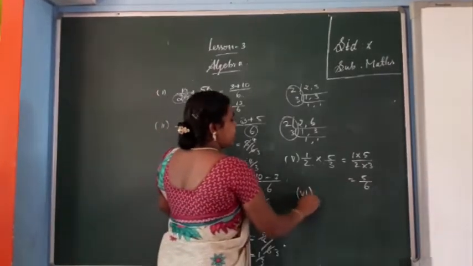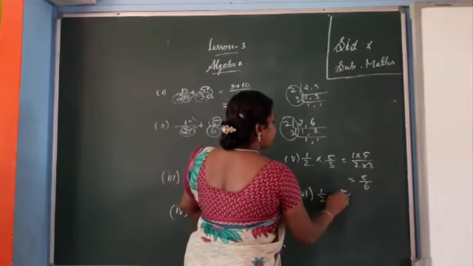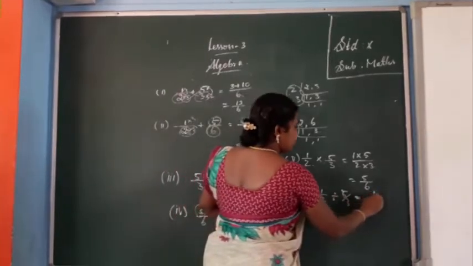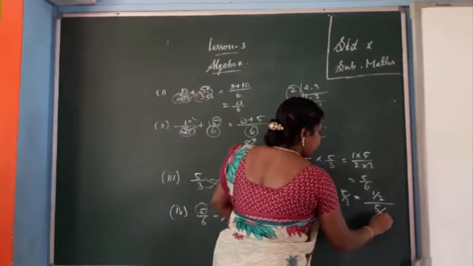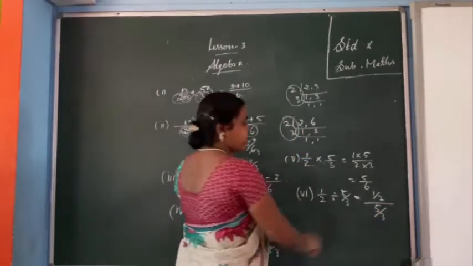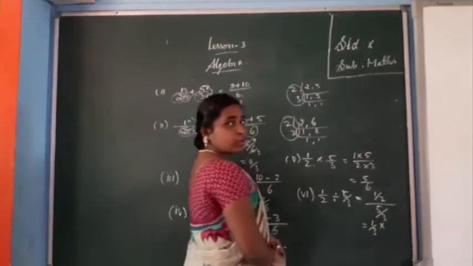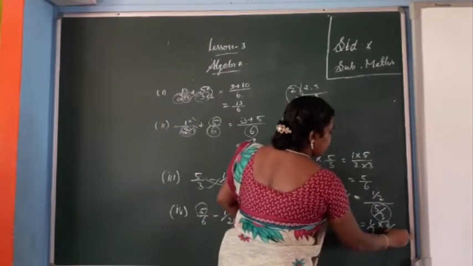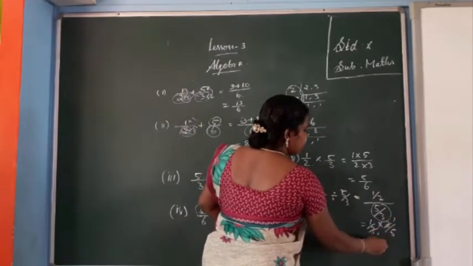Division: you see 1 by 2 divided by 5 by 3. The meaning is this: instead of divide you can write into, then the reciprocal of the second part, 3 by 5. If you can simplify, you can cancel. So the answer is 1 by 2.